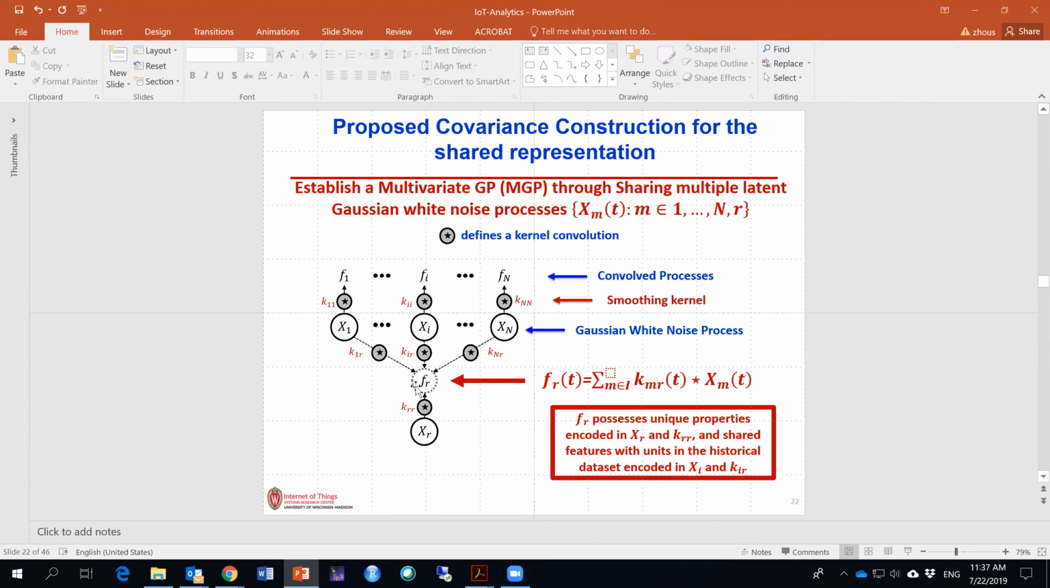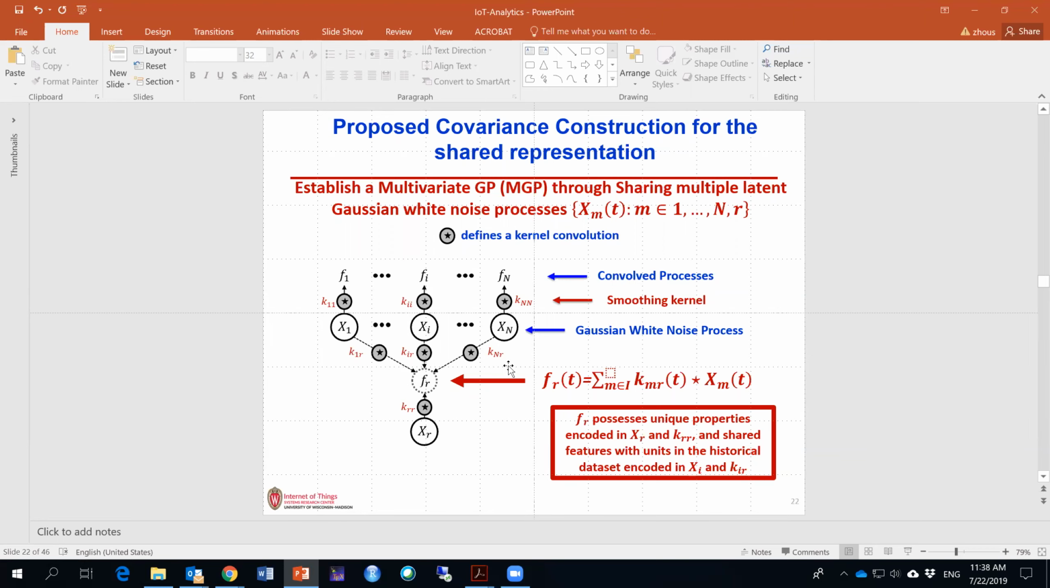And the construction of FR, which corresponds to the signal under study, is more complicated. It has an independent part: XR is independent from anything else, and KR is independent from anything else. But it also has a shared part, like F1 sharing with FR, so F1 and FR could be correlated. So we allow the cross correlation between F1 and FR. In that way, when we predict the future value of FR, we may borrow information from F1, and we may borrow information from F2 up to Fn.